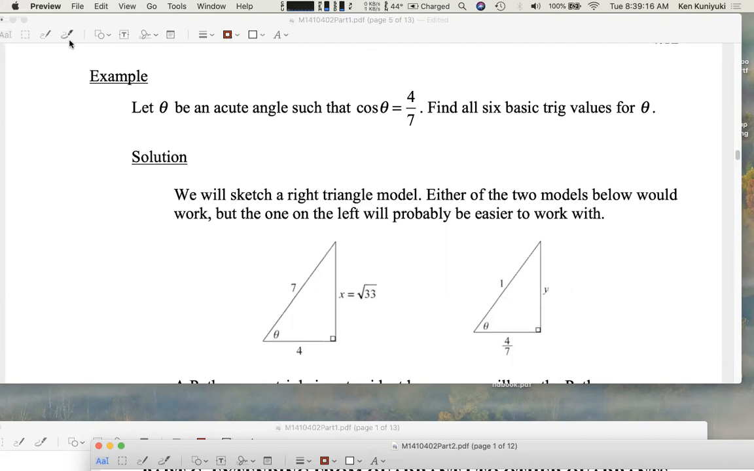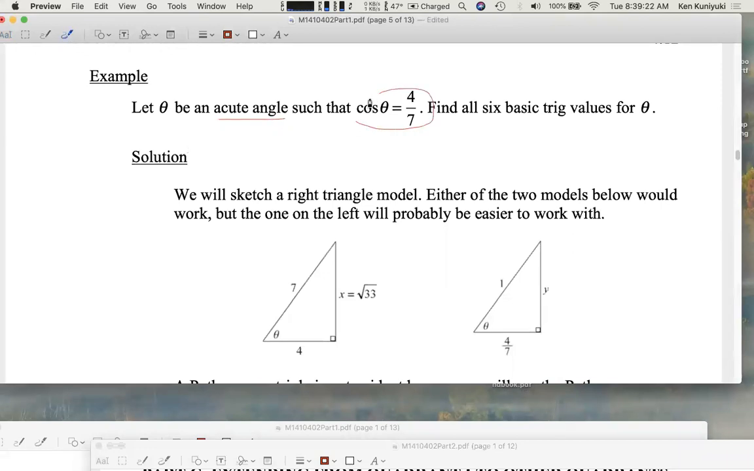Okay, let's say that theta is an acute angle such that cosine of theta is 4/7. Find all 6 basic trig values for theta. So I'm giving you one of them. Find the other 5 and remind us of this. Okay, we have enough information. We can find sine of theta and all of the other buddies.